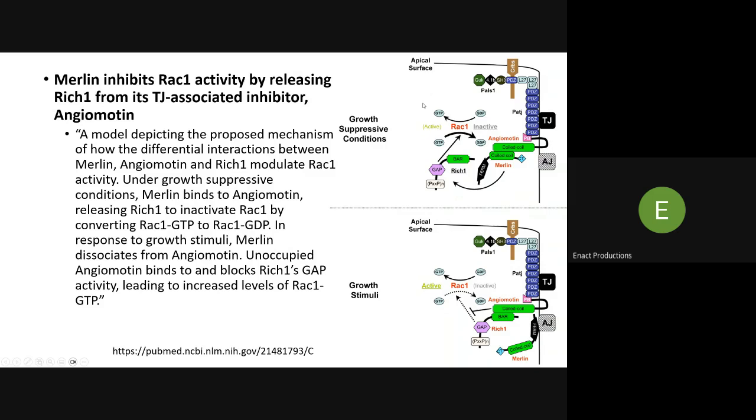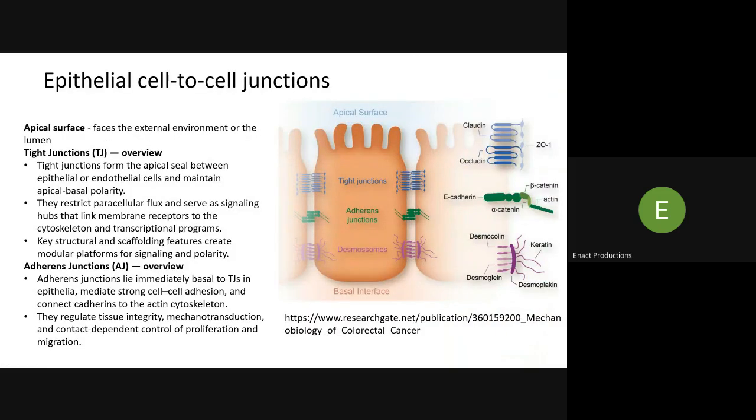Adding the phosphate group changes the shape of the protein. Usually it's an enzyme, and that makes it like turn the enzyme on, basically, so it's able to do its signaling and kind of do a lot of chemical reactions. So in response to growth stimuli, Merlin disassociates from angiomotin. I'll leave it at that. We'll get into it. All right.